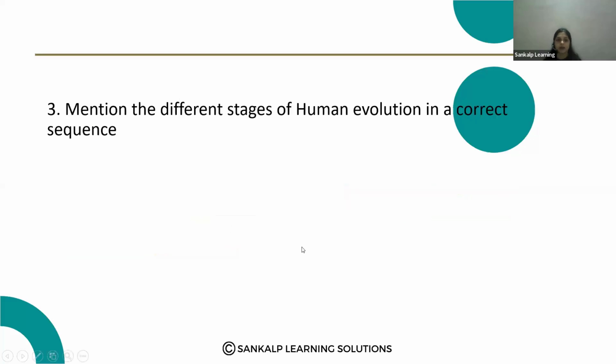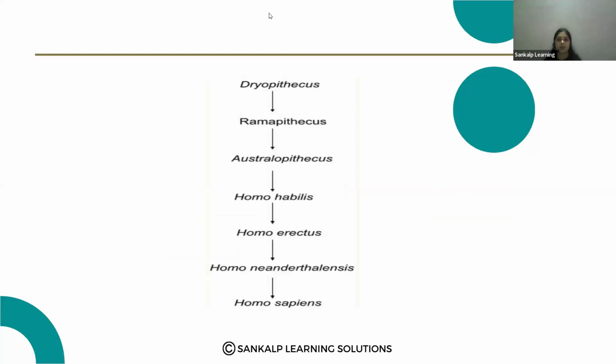Next question. Mention the different stages of human evolution in a correct sequence. In a correct sequence, you have to mention the different stages. This is a 3-mark question.